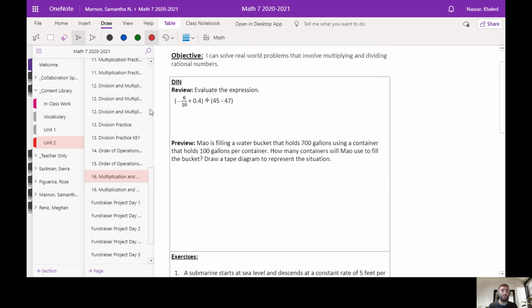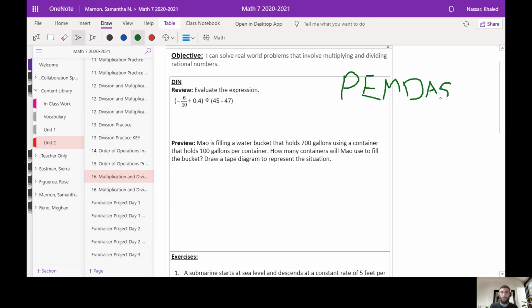Okay, here we are on our DIN. So with our review, just like we learned last class with order of operations, we talked about the acronym PEMDAS. So I'm going to start off by just writing the acronym PEMDAS in the corner, just as a reference for me to complete this expression. All right, so we have a -6/10 plus 0.4 in our parentheses. I'm going to evaluate that, and that's going to give us a -0.2.